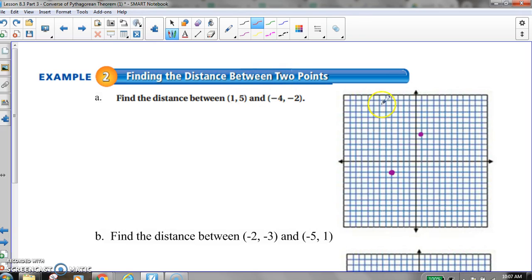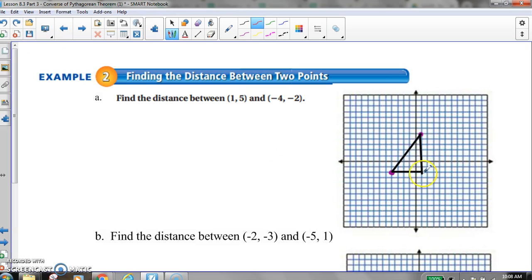So plot (1, 5) like I have, and plot (-4, -2) on this coordinate plane. Okay, after you have those plotted, to see if we can use Pythagorean theorem to help us find a distance, we are going to draw a right triangle. So draw that straight vertical line, and draw another horizontal line. And we're going to connect it to form that hypotenuse.